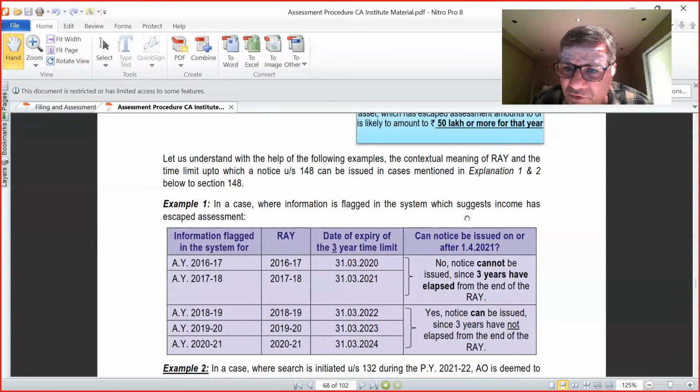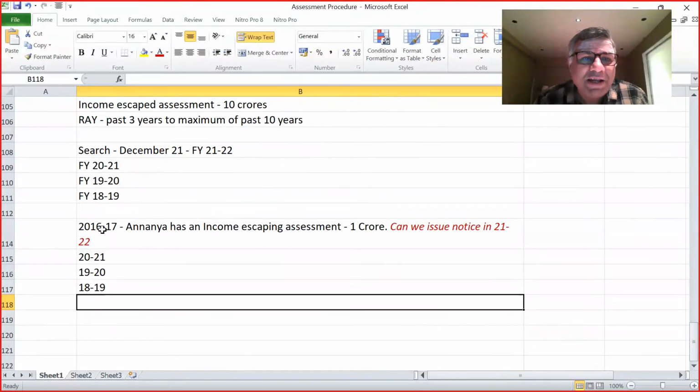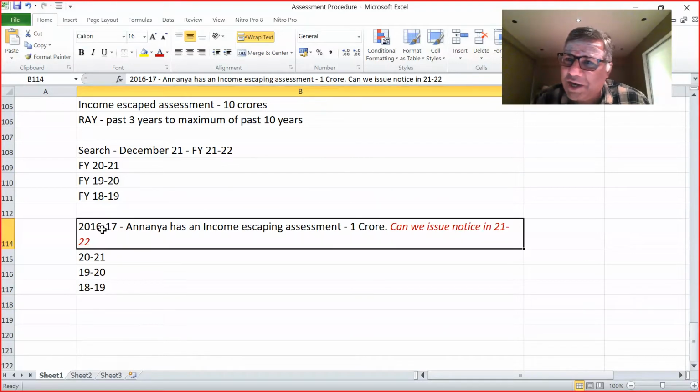In the system which suggests information flagged for 1617. From 1617, 3 years gets over as on 31/3/22. Notice cannot be issued since 3 years have elapsed. 1718, notice cannot be issued. 1819, 1920, 2021, yes, notice can be issued since 3 years have not lapsed from the end of the relevant assessment year. So, my dear friends, for 16-17, 17-18, you cannot issue notice.